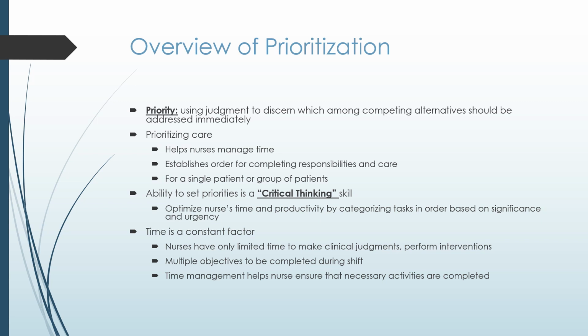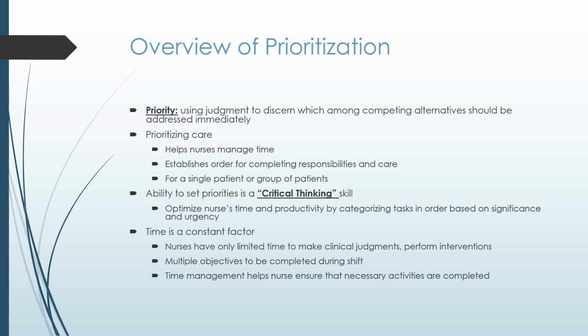Prioritizing care is a process that helps nurses manage time and establish an order. Remember, the ANA says in that position statement, it's a deliberate organization. So prioritizing care is a process that helps nurses manage time and establish an order for completing responsibilities and care interventions for just either a single patient, or now that you're going into 112, at least 2 patients.